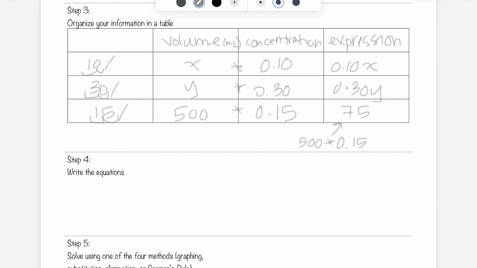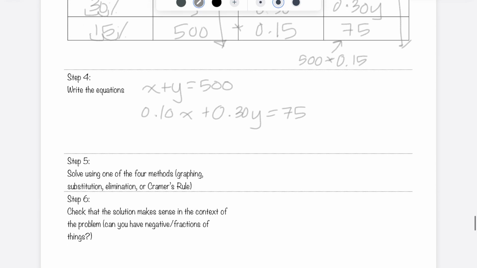Now I'm going to write my equations down my columns like I did on that first one. So I'm going to have x plus y equals 500. And then my expression 0.10x plus 0.30y equals 75. All right, so those are my two equations. So then I would use one of my four methods to solve.